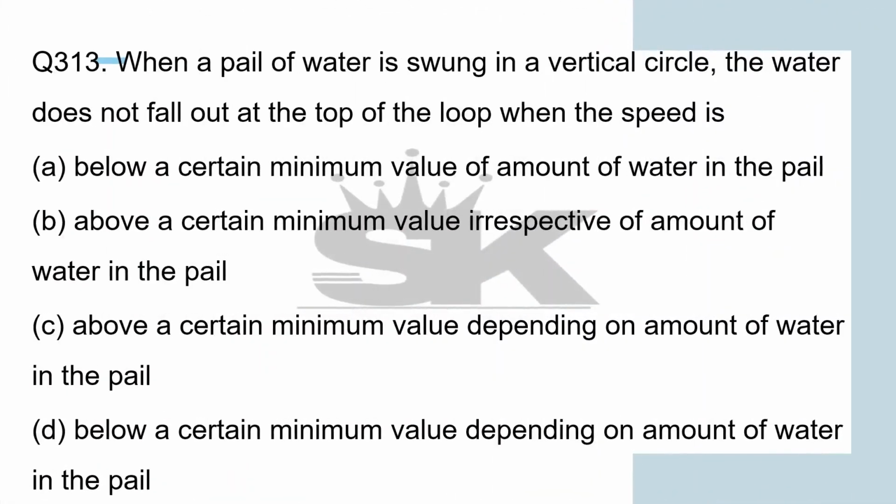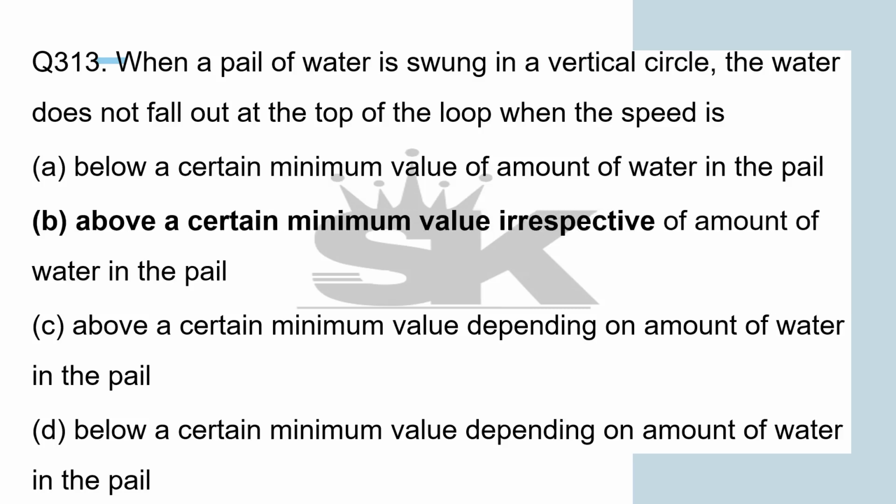When a pail of water is swung in a vertical circle, the water does not fall out at the top of the loop when the speed is above a certain minimum value, in respect of the amount of water in the pail. That is option B. When a pail of water is swung in a vertical circle, the water does not fall out at the top of the loop when the speed is great enough.